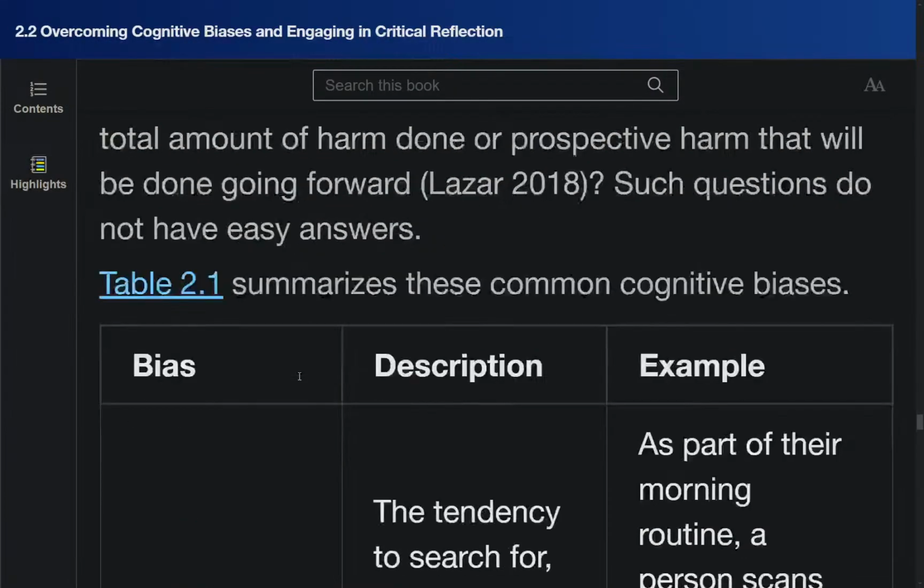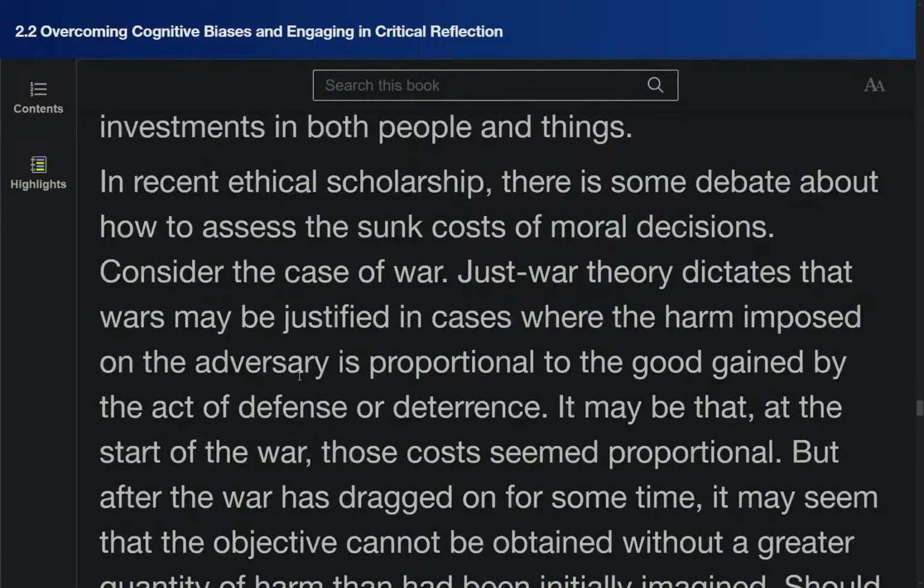I don't get it. And how does this have to do with anything? There is a debate about how to assess the sunk costs of moral decisions.